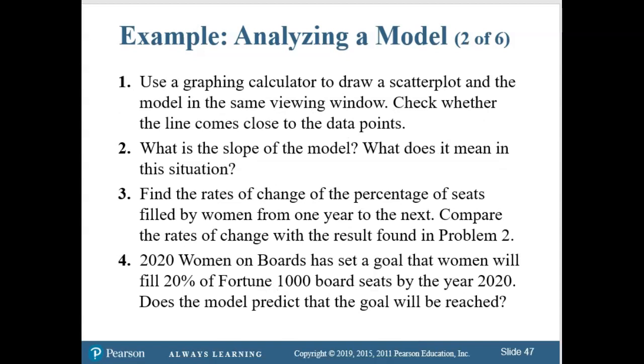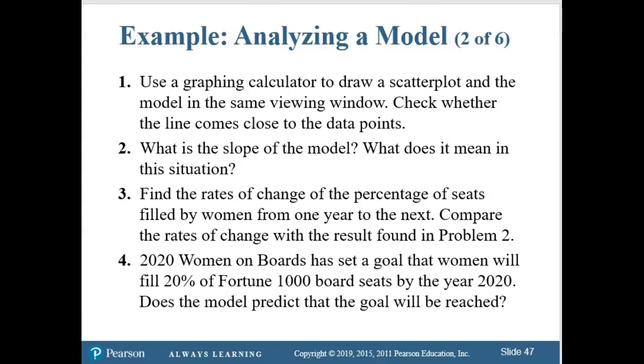All right, thank you. Coming back now, we're going to use our graphing calculator to draw a scatter plot, and in the same window, put the equation that was given to you on the previous slide. Then answer these questions. What is the slope of the model, and what does the slope mean? Find the rates of change as percentage of seats filled by women from one year to the next. Compare the rates of change with the result you found for the slope in number 2.